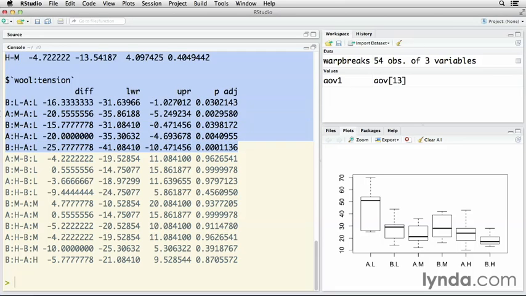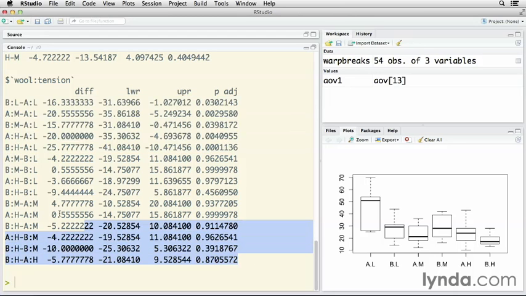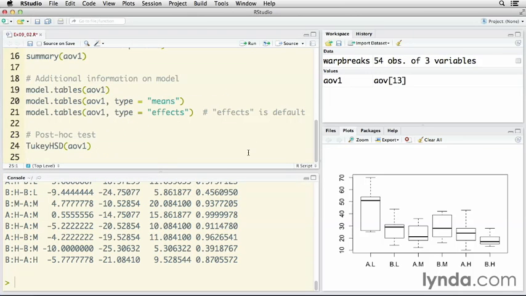Let me highlight all of those. All of those are statistically significant, and AL is different from everything. What's interesting after that is that none of the others are statistically significant. So it's AL versus everything else. By the way, AL means wool A as opposed to wool B, and low tension as opposed to medium or high. And again, you can see it in the chart on the right where the box plot for AL is so much higher than everything else.